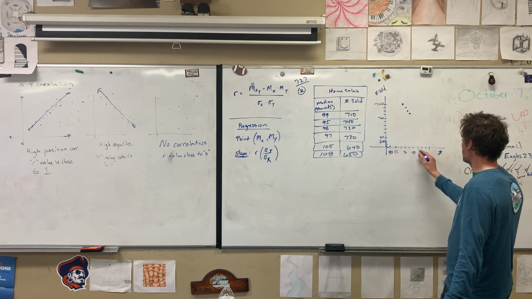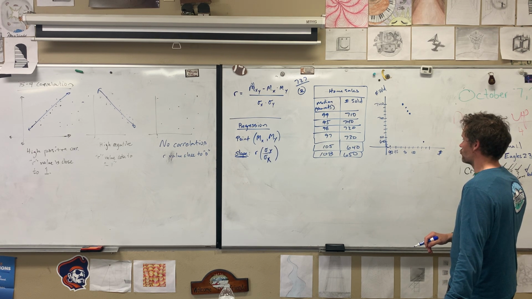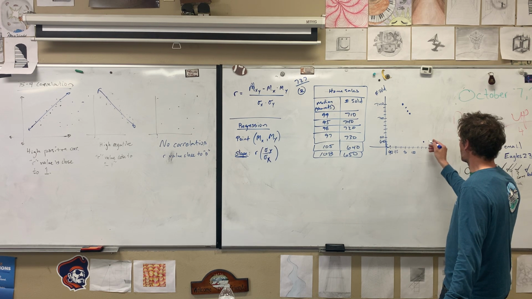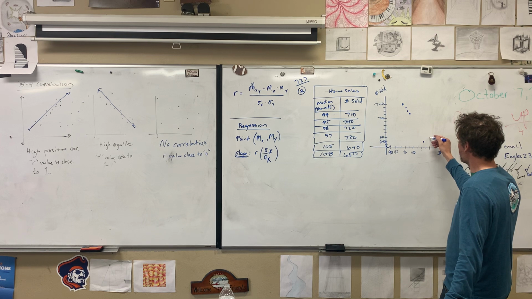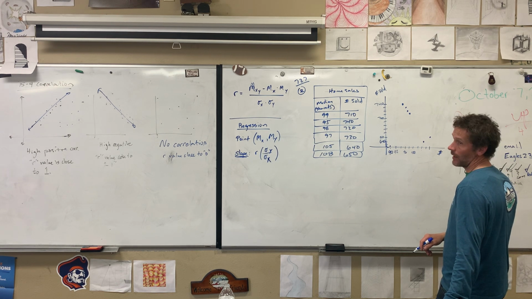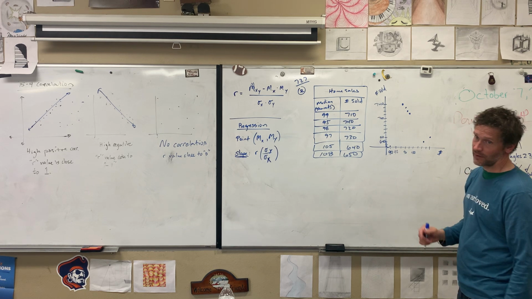105, we gotta jump out to 45 is right there. Go to 640. And then 108 is 650. So you get a little bit of a random one popped up there. So that's the data we have. It's only 6 months, so it's not a ton of data.